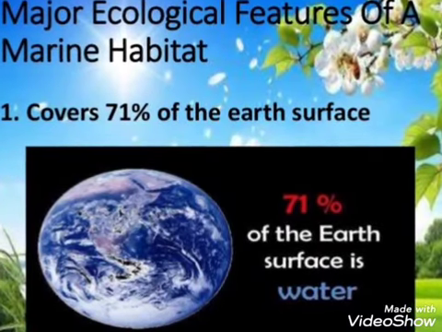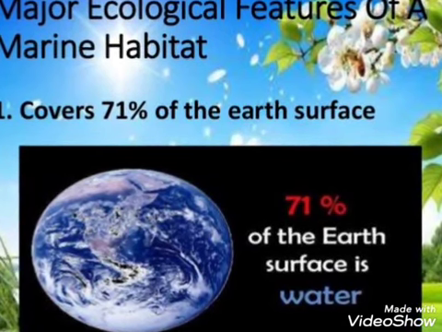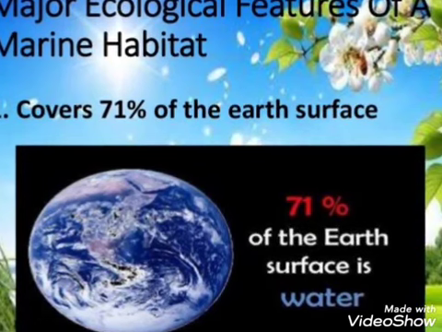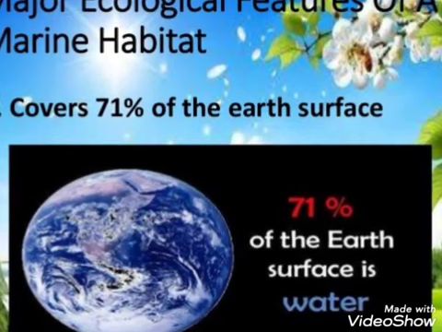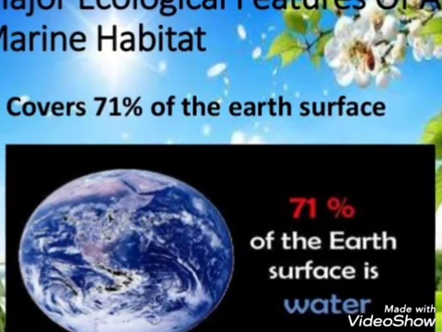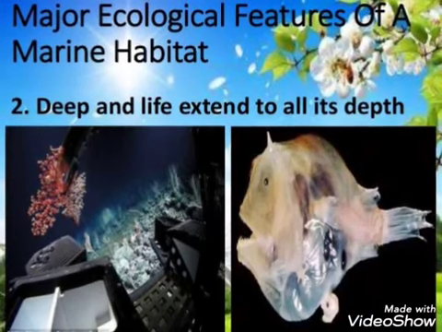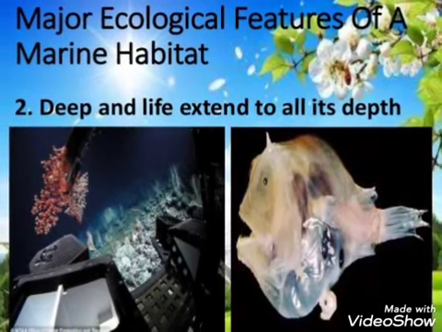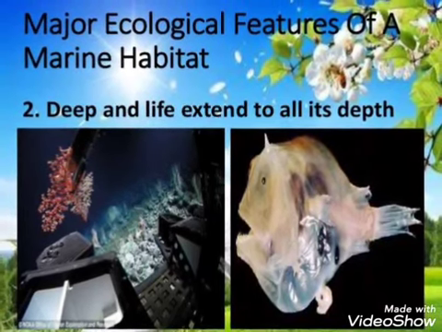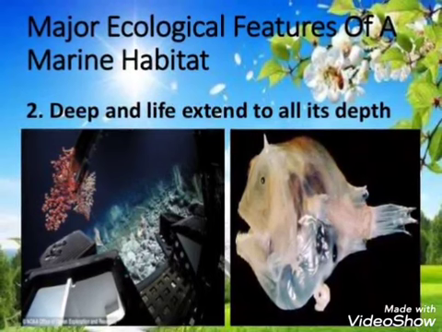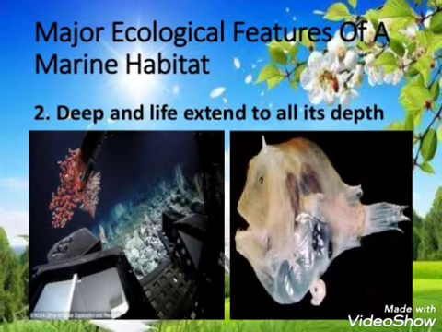The major features of this marine habitat: as we know, 71% of the human body is made up of water. In the same way, 71% of the earth is covered by these marine habitats, or the oceans. In the marine habitat, life exists up to the extent of its depth. Up to the deepest waters life exists. Different life forms exist in these habitats.